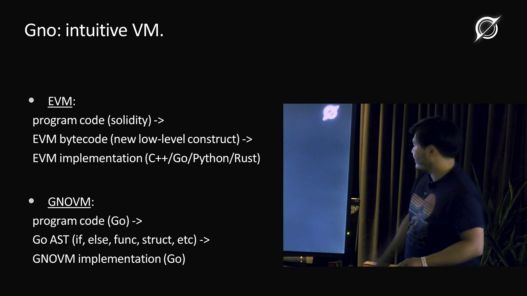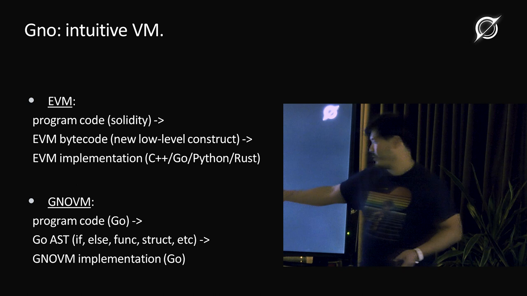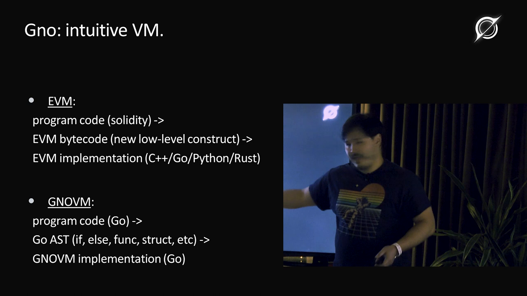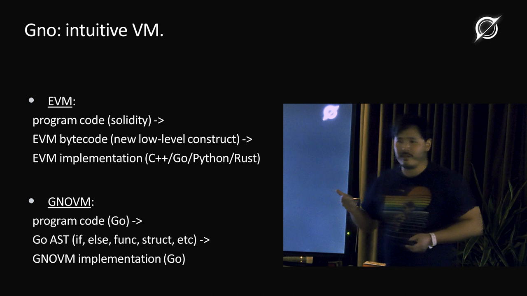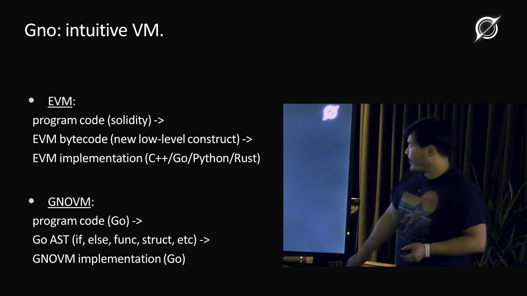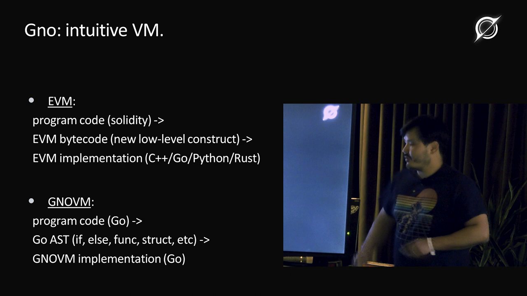But in Gno, first of all, everything is Go, right? Your program code, your smart contract code, gets parsed to an AST, the abstract syntax tree, which is like the abstract form model of the program. It's got if statements, else statements, branches, loops, the things that you learn as you learn Go. And the Gno virtual machine just interprets the AST directly. So you don't have to learn a new bytecode thing. Everything's Go.